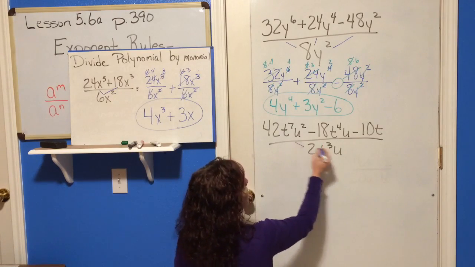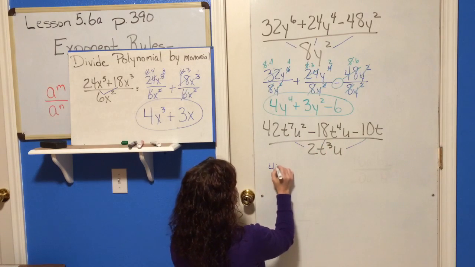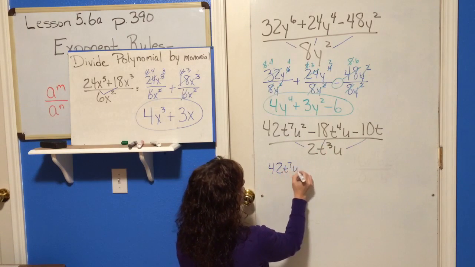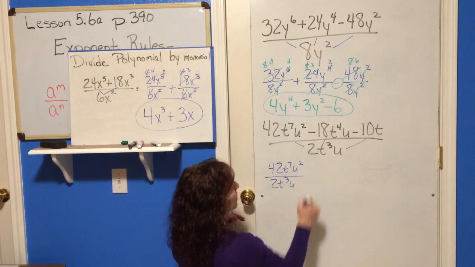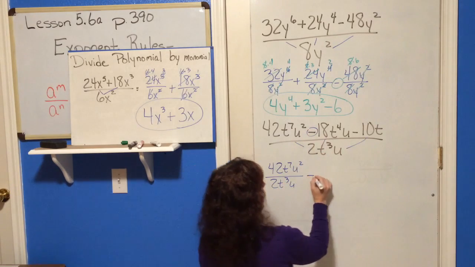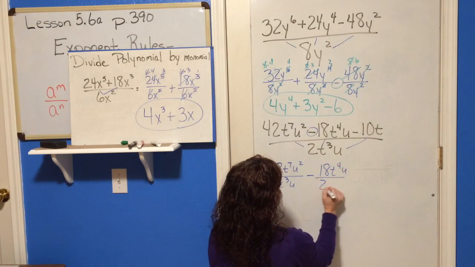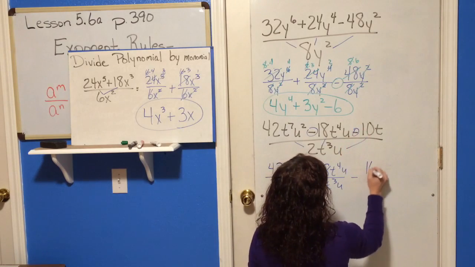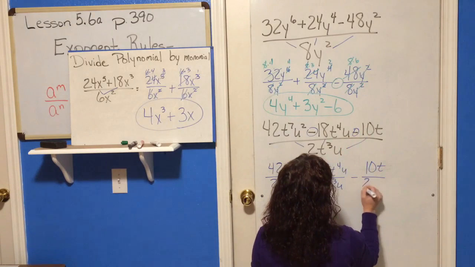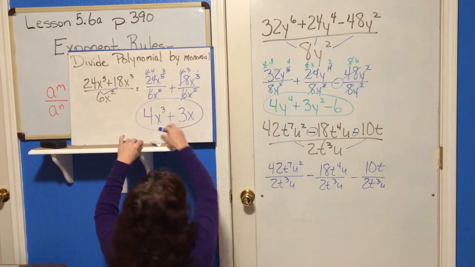First, we split it up. Each part gets the denominator. So 42t^7u^2 over 2t^3u. Don't lose the minus sign. Minus 18t^4u over 2t^3u. Don't lose this minus. 10t over 2t^3u. All right.